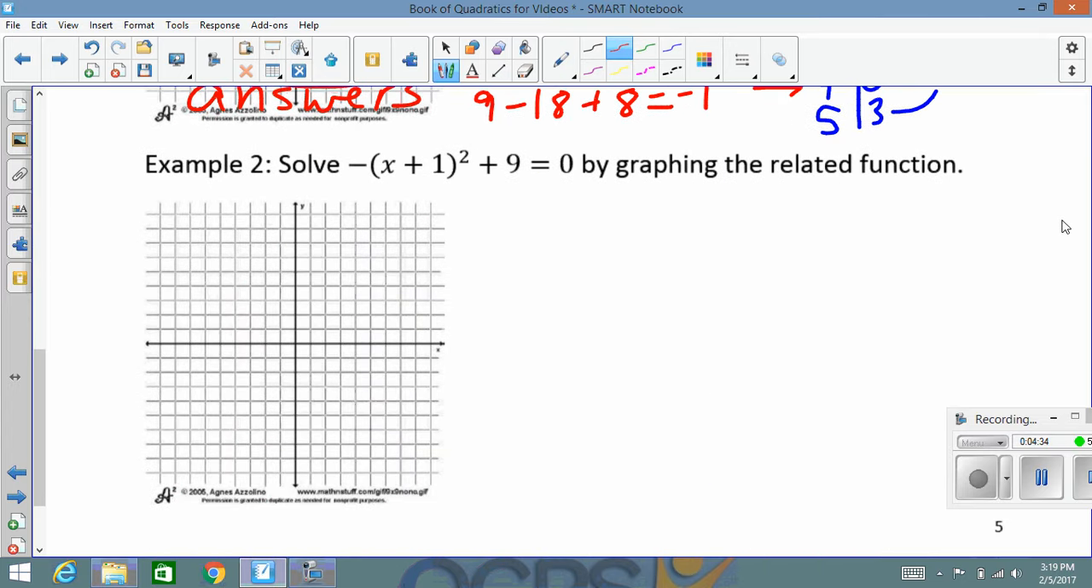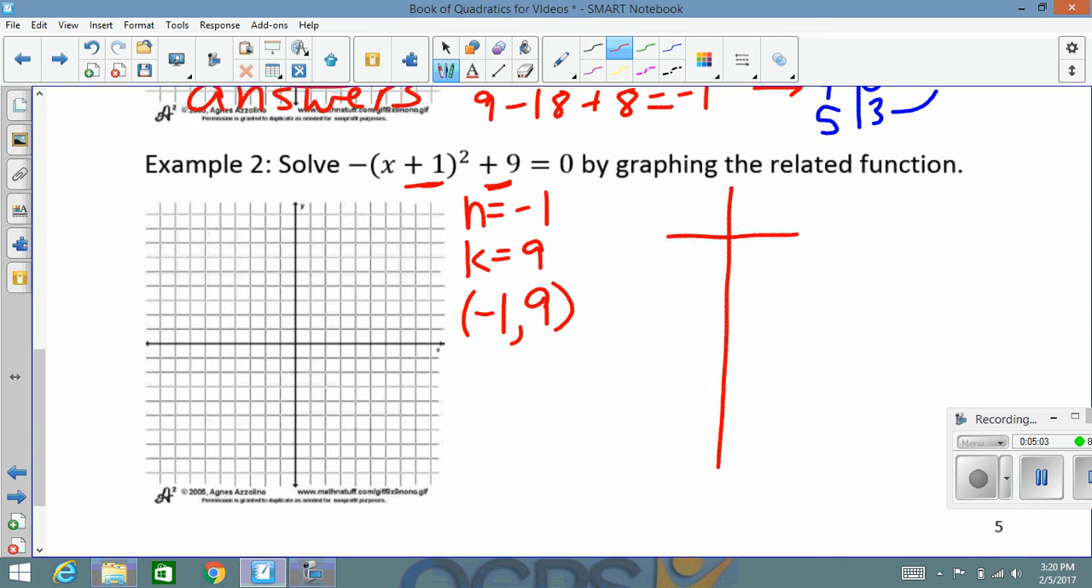Notice in example 2, I am set equal to 0, so I don't have to worry about that first step. I am also in vertex form, so I can go straight to finding my vertex. I don't need to do the negative b over 2a. Remember, the h is in there with your x, and it's going to be the opposite, so h is negative 1, and your k is off to the side, so k is 9. So my vertex is negative 1 comma 9, using my vertex form.